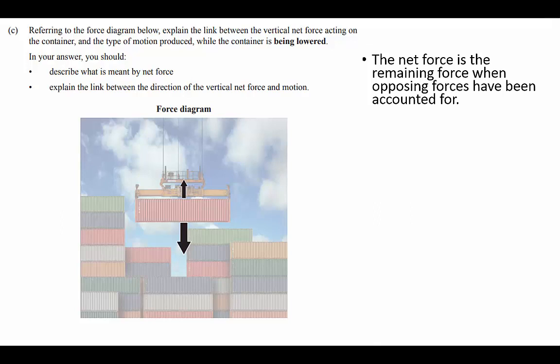So the first bullet point, and I'd always recommend that you tick off each bullet point as you do it, just to make sure you're keeping track of what's been done and you're checking that you haven't missed anything at the end. The net force is the remaining force when opposing forces have been accounted for. So we might use words like resultant force or the overall. So if the large arrow represented 20 newtons and the smaller arrow represented 8 newtons, then our net force would be 12 newtons, 20 minus 8.